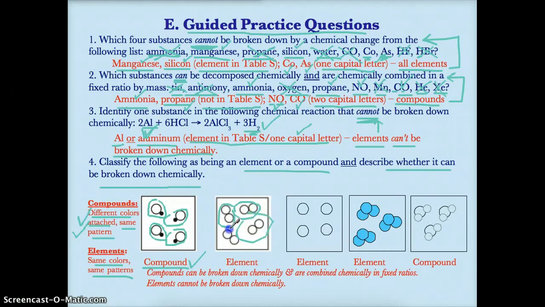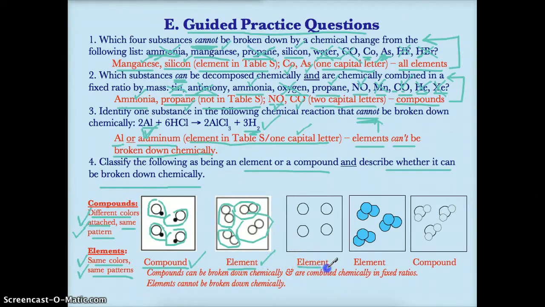Each unit, as we can see, has two white circles attached to each other. So we have two of the same color attached to each other, two white circles, so we have the same colors. Do we have the same patterns? Well, yes, we have two white circles attached to each other in each unit I circled. So we have the same patterns as well. Since it's the same color, two whites, and the same patterns, two white circles attached to each other, we know that this substance is an element.